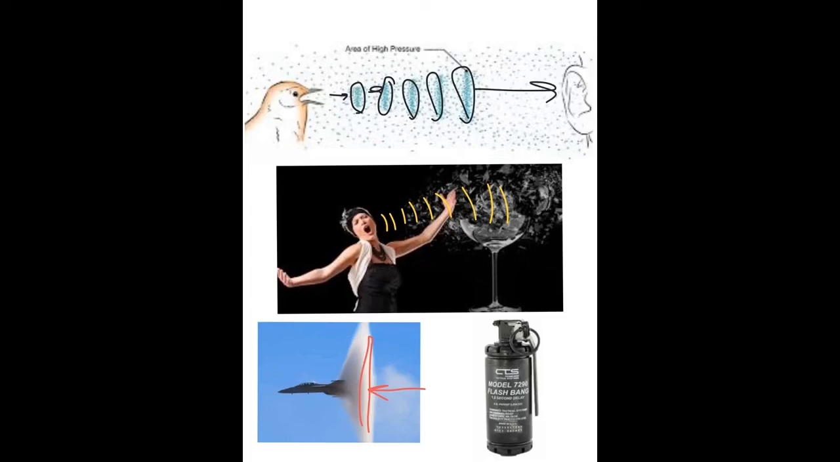Especially you boys, you might recognize this one down here, a flashbang. If you ever played Call of Duty or any of those games, it's kind of like a grenade, but what it does is it lets out a really loud noise and a really bright light, so it kind of confuses your enemy.